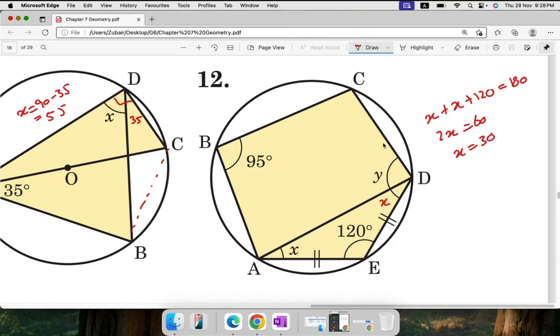So now we can solve for this upper half. The sum of 95 and this upper half is 180. So that's 180 minus 95 and we are left with 85. So 85 on the upper side and 30 on the lower side. So y is equal to 85 plus 30, and that's 115. x is 30 and y is 115.